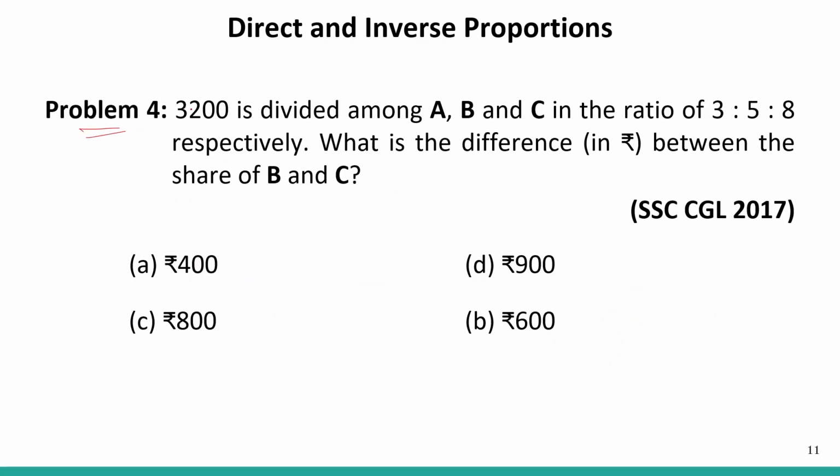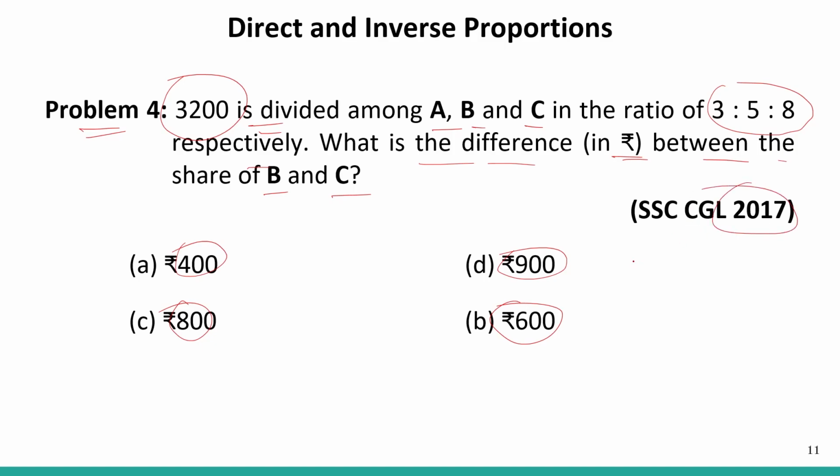So problem number 4. 3200 is divided among A, B and C in the ratio 3:5:8 respectively. So what is the difference in Indian rupees between the share of B and C? Okay, given option A is equal to 400, C is equal to 800, D is equal to 900, and B option as 600. Okay, so let's see which among these 4 options is correct. So this question has been asked in SSC CGL 2017 exam paper.